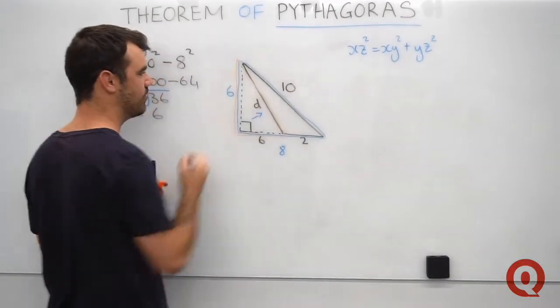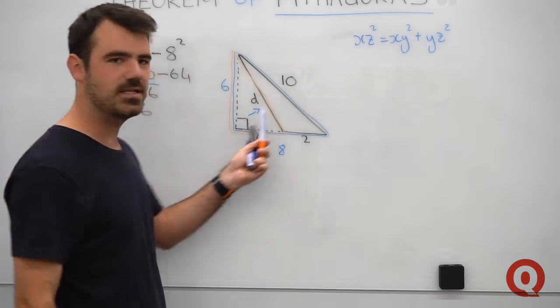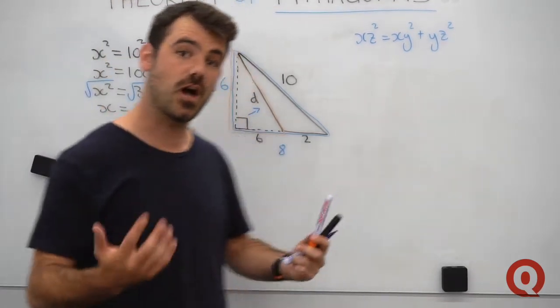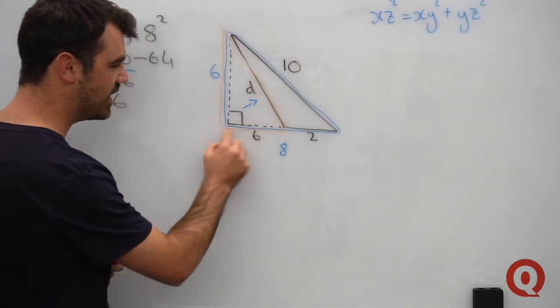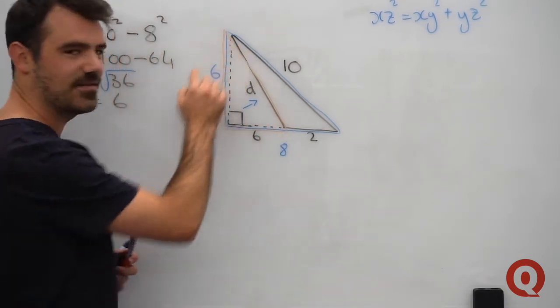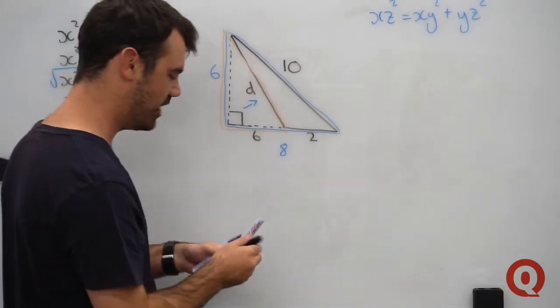That's where D is. And D is my what? D is the hypotenuse. It's opposite my right angle. So do I have the other two shorter sides? Yes, I have 6 and I have 6. So that means we can proceed.